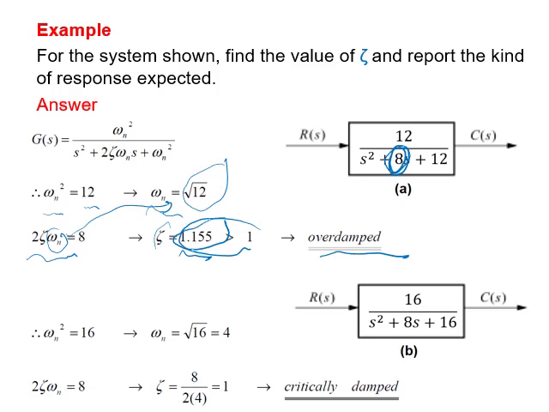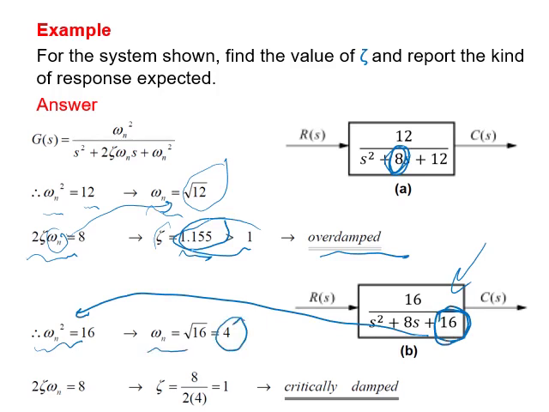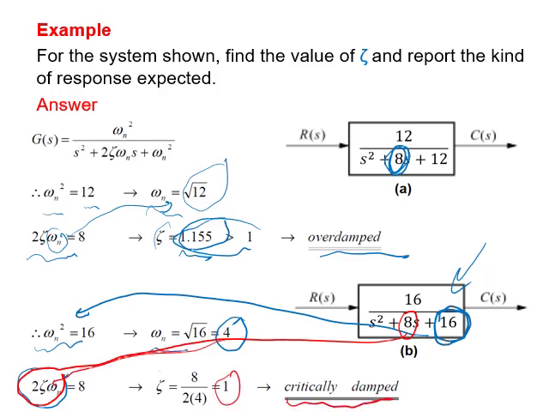The other case, if we have this one, of course we start by calculating omega n. Omega n squared equal to 16, as you see here, which means omega n equals 4. Now, 2 zeta omega n equal to 8, as you see here. From there, omega n is known as 4. We substitute it here and rearrange to find that zeta equals 1. Zeta equal to 1 means the system is critically damped.